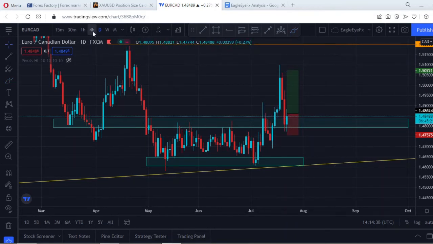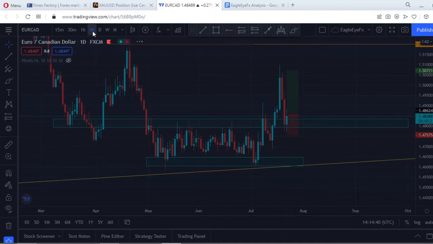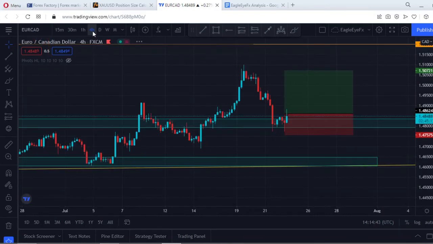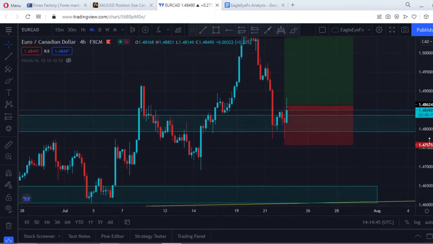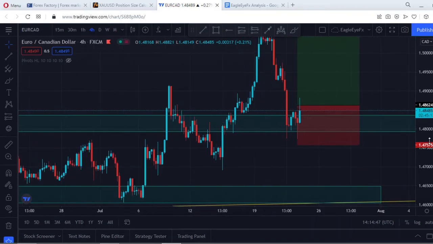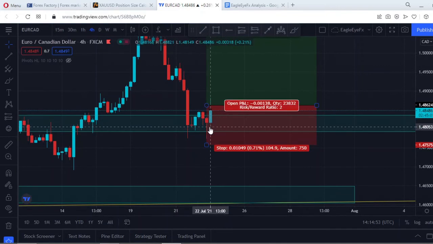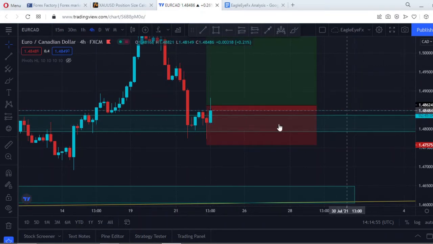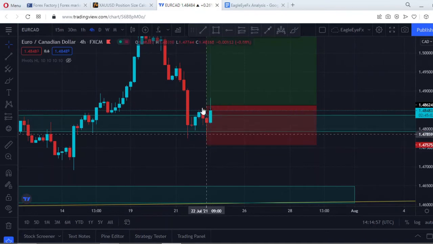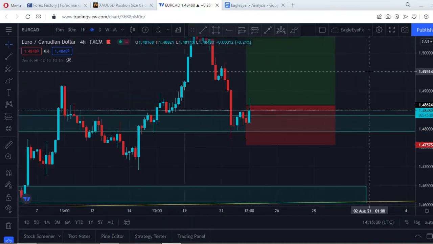But also when I went to the 4-hour time frame, I saw something. You see here, I saw some sort of pin bar here, and also another one here. To me, it was a sign of reversal. So I'm thinking and hoping that this market is going to buy.